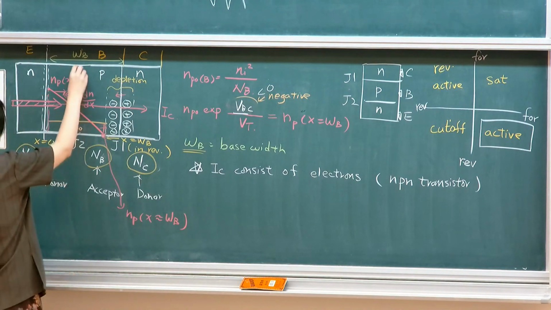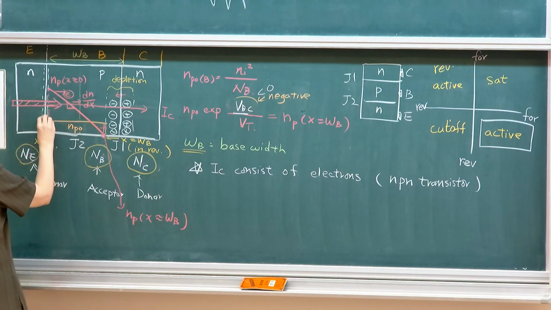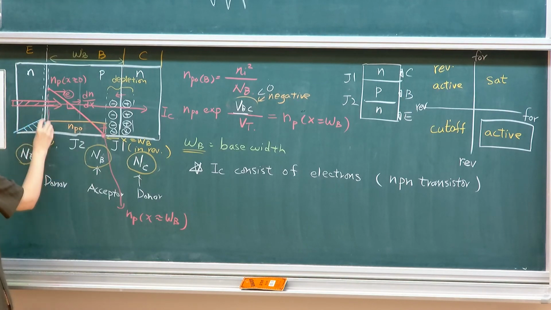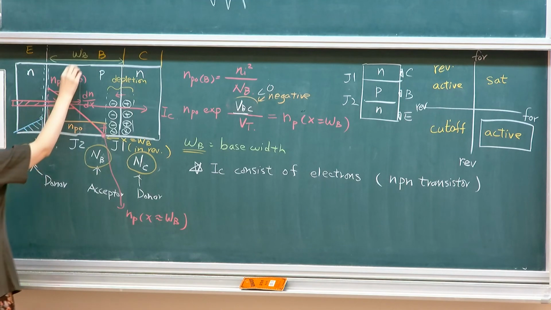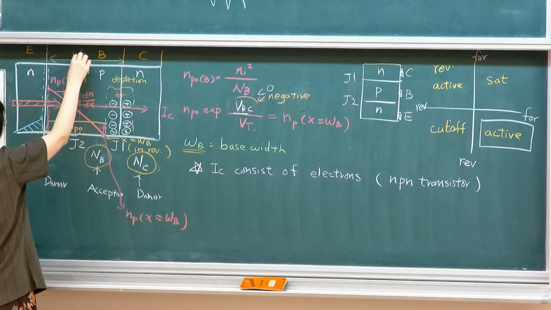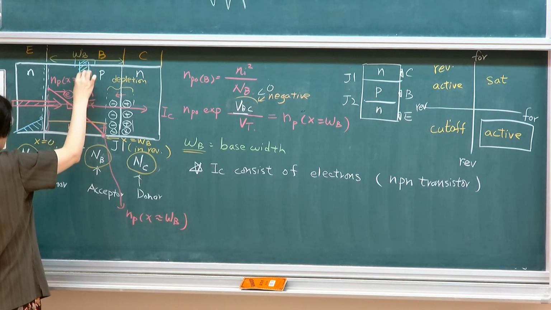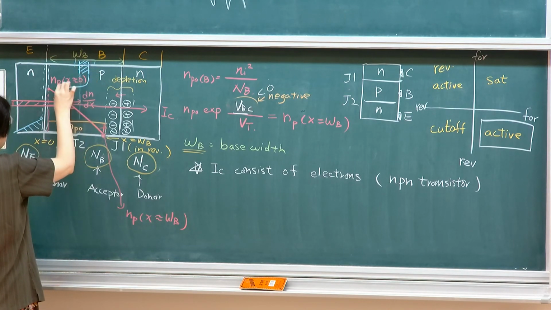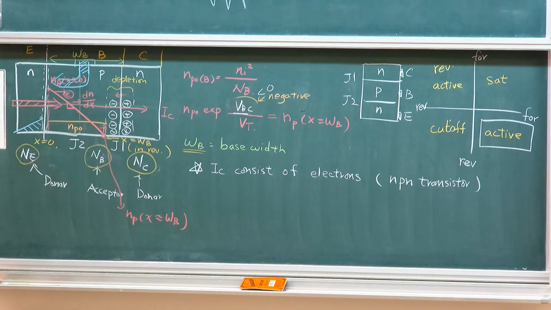I will have holes. Because this is a forward bias PN junction, so there will be rising of holes, right? So the hole current will come in from this direction. So holes will come in from the contact, from the base, and then flow to the left. Does anyone know why isn't hole flowing to the collector?